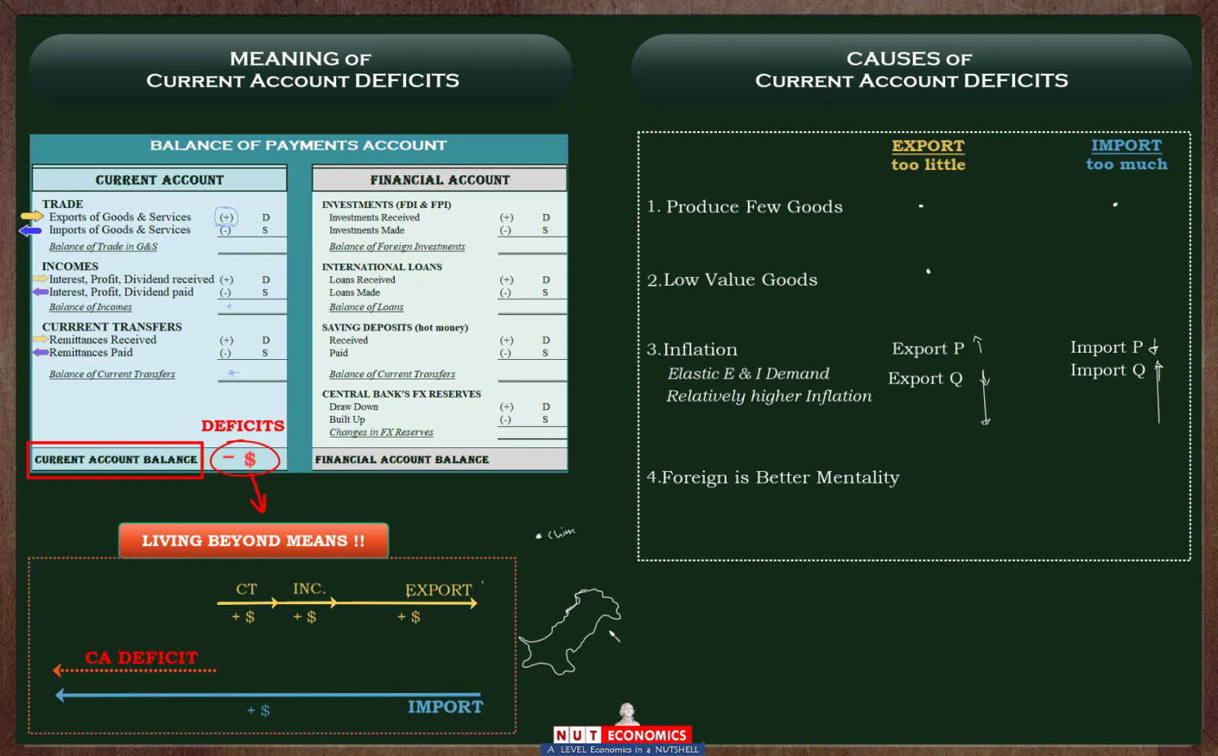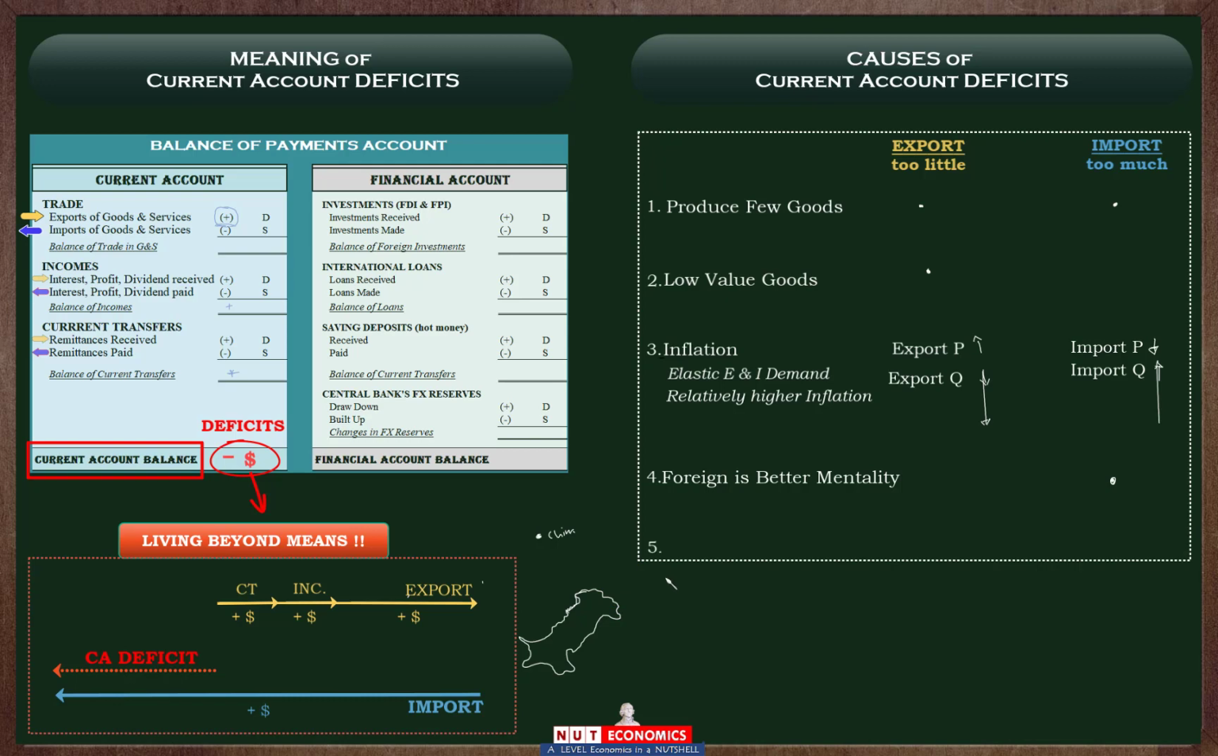And if your country's people have that mentality, then they will unnecessarily end up buying or importing those things from other countries that are maybe being produced in your country and that are maybe equally good quality. But just because of this foreign-is-better mentality, you will unnecessarily end up importing even those things, and therefore that would add up to your huge import bills and throw your country's current account into a deficit.